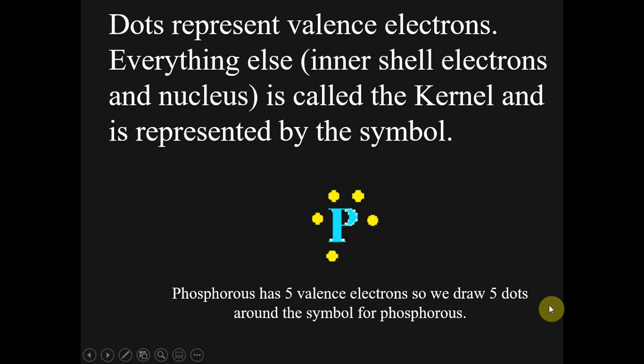So the dots represent the valence electrons, the outside shell of electrons. The inner electrons are the kernel, and we don't need to represent that part, so we just ignore the kernel, and we just show the valence electrons.